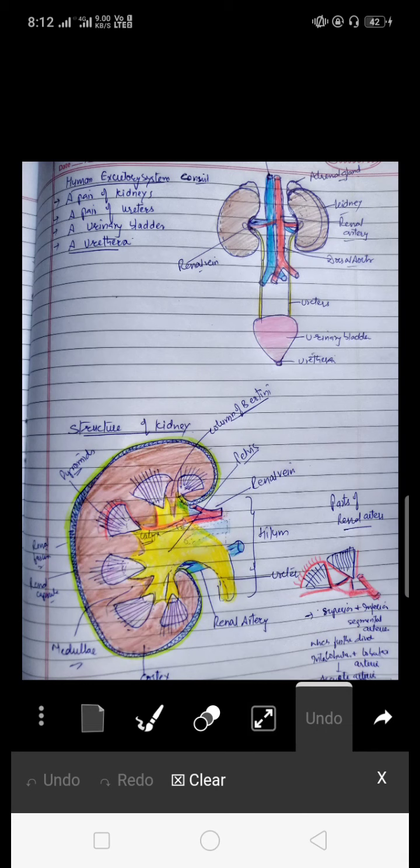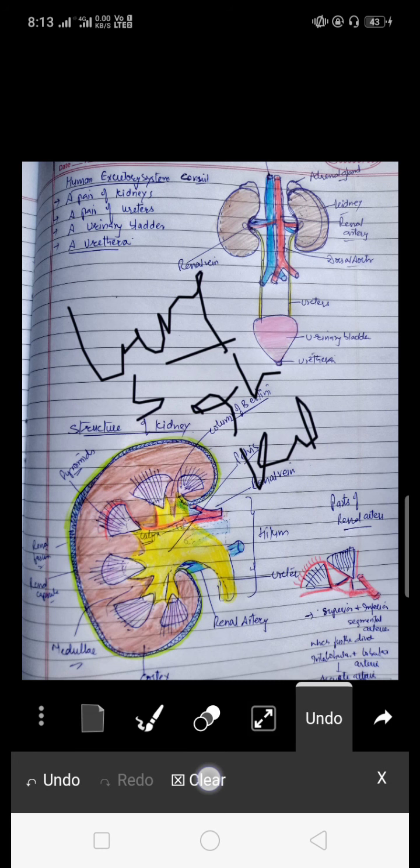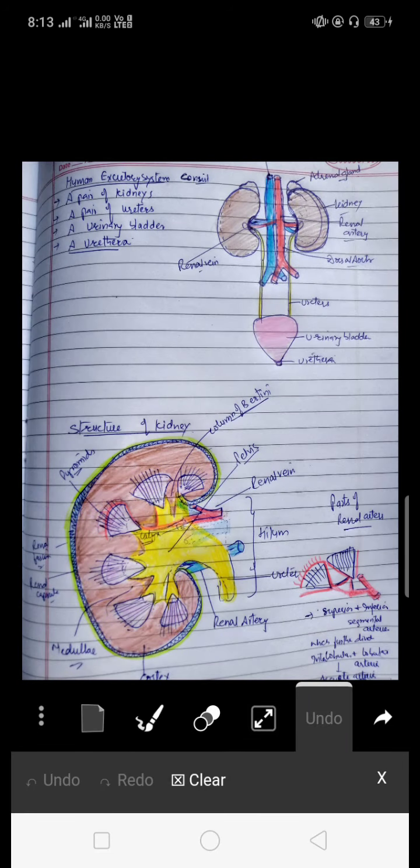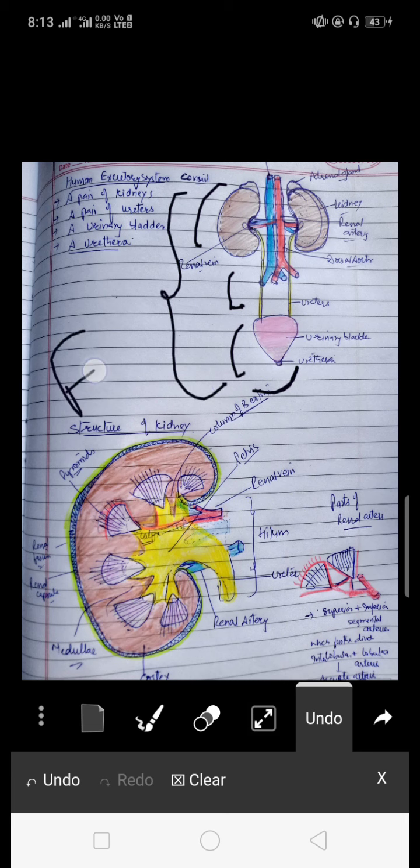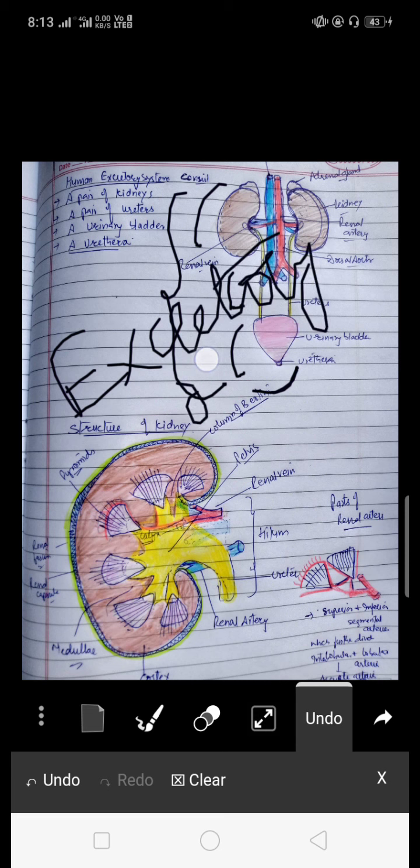As you know, our excretory organs include our skin, lungs, intestine, kidney, etc. These are all the organs which help to remove the wastage from our body. The human excretory system organs include a pair of kidneys, a pair of ureters, a urinary bladder and urethra. These are the four parts which we call the excretory system organs.